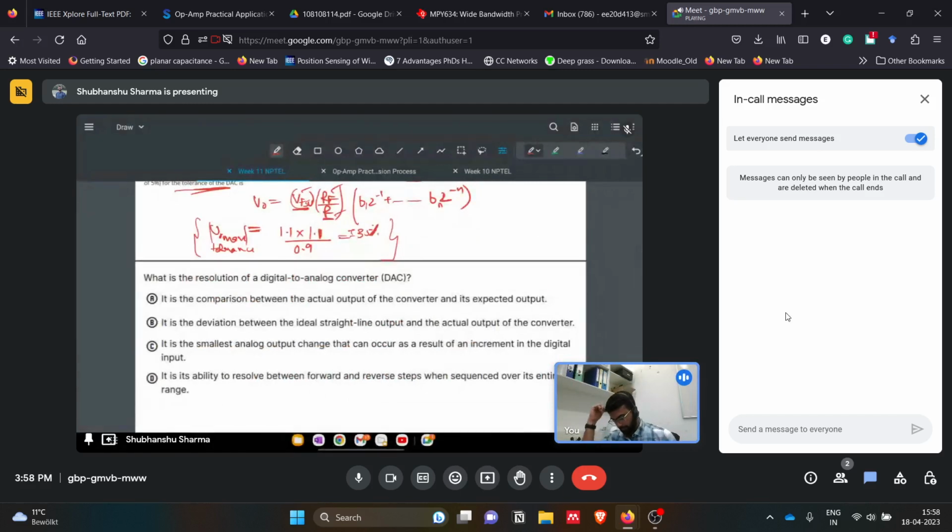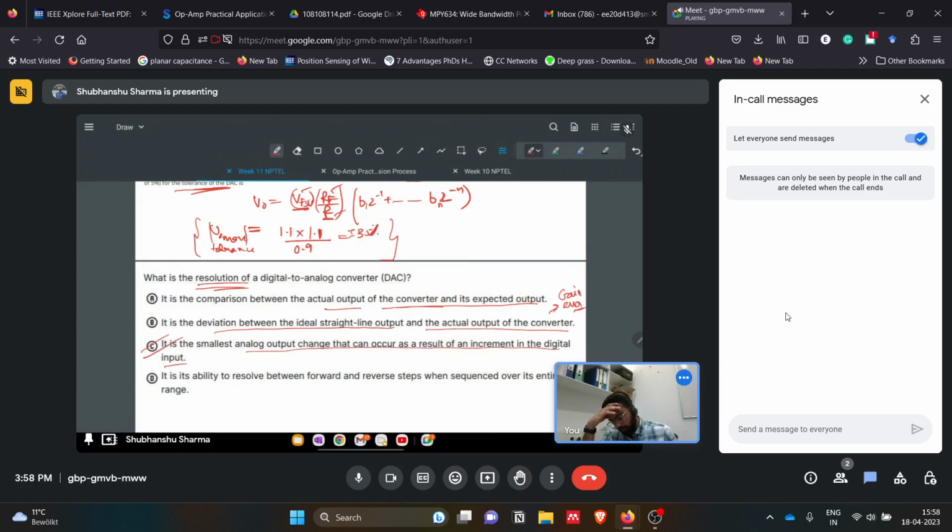Now the next question: what is the resolution of a digital to analog converter, DAC? They are asking for the definition of the resolution. So it is the comparison between the actual output of the converter and its expected output. Okay, it's the deviation between the ideal straight line output and the actual output of the converter. That is, I think, what we say, gain error, maybe. Yeah, it is the smallest analog output change that can occur as a result of an increment of the digital input.